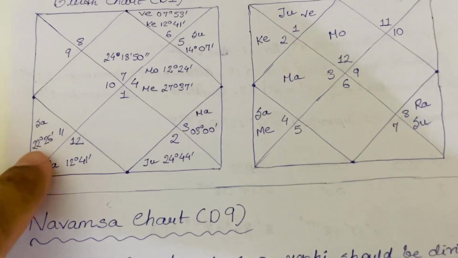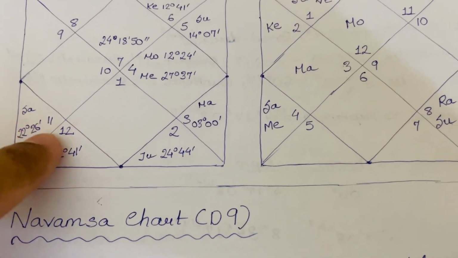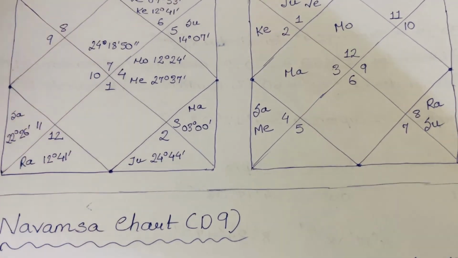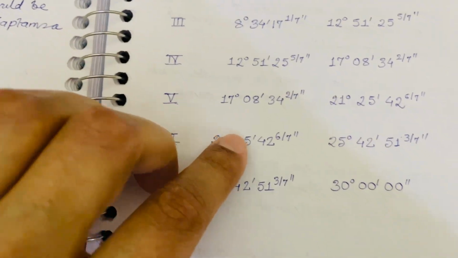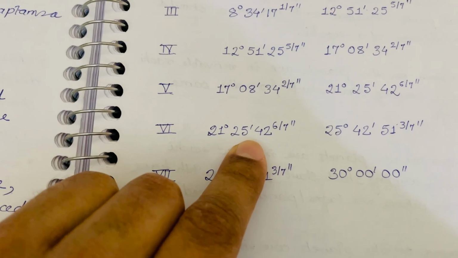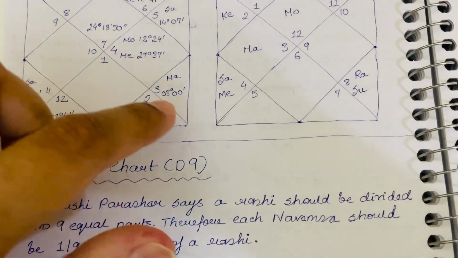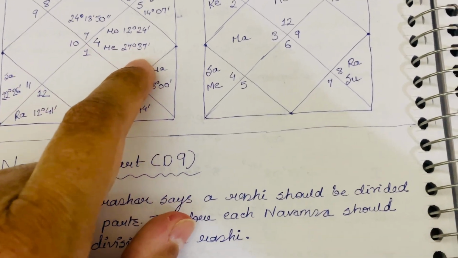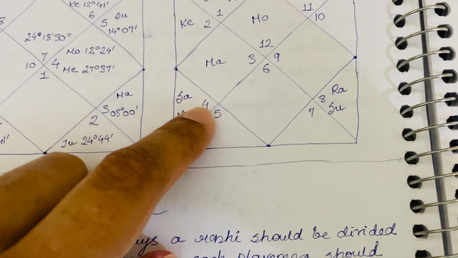Now, let's come to Saturn. Saturn is in the sign of Aquarius. Aquarius is again an odd sign. Odd sign means the counting will happen from the same Rashi. 22 degrees 26 minutes falls again in the 6th Saptamsha. So the counting will be 6 from this house: 1, 2, 3, 4, 5, 6. So Saturn will go in the sign of Cancer. Saturn goes in the sign of Cancer in the Saptamsha chart.